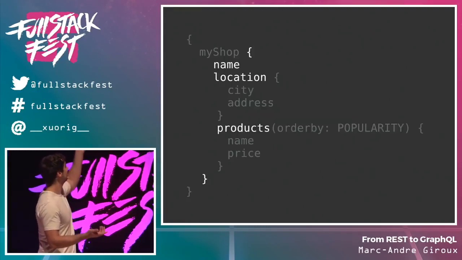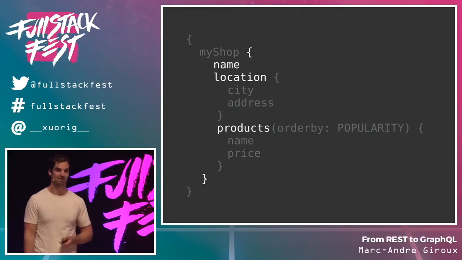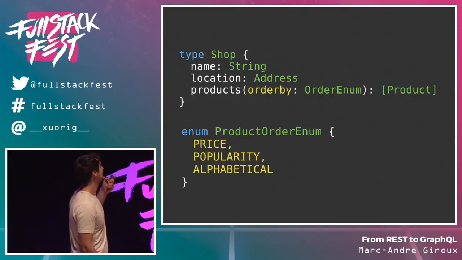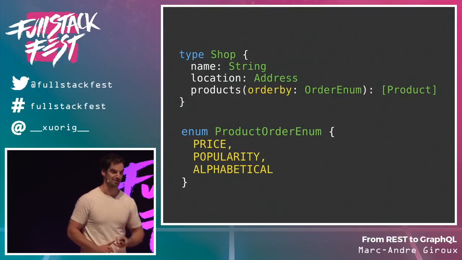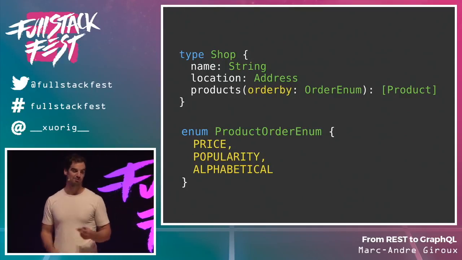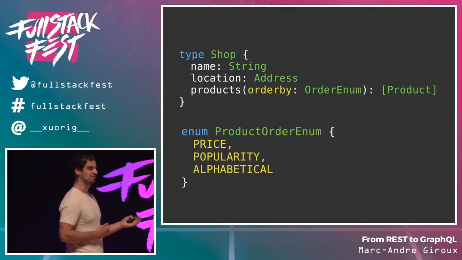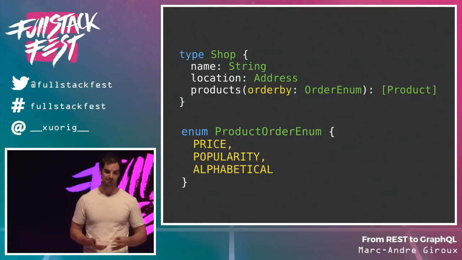So on the shop type, we're querying name, location, and products. Am I allowed to do that? We can look at the type of shop and see that it exposes the name, location, and products. Name is a simple, what we will call a scalar type, so it just returns a string, while location and products are more complex object types.